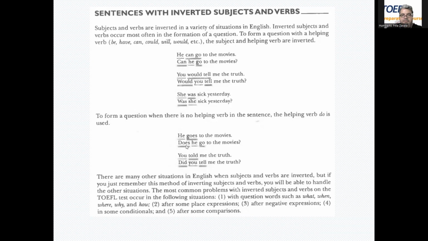He goes to the movies. Does he go to the movies? You told me the truth. Did he tell you the truth? The auxiliary did tells us this is in the past, and the main verb is in the base form.